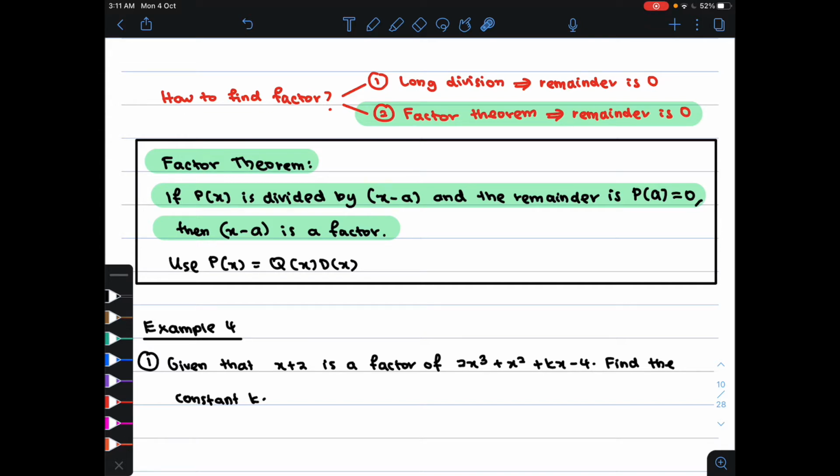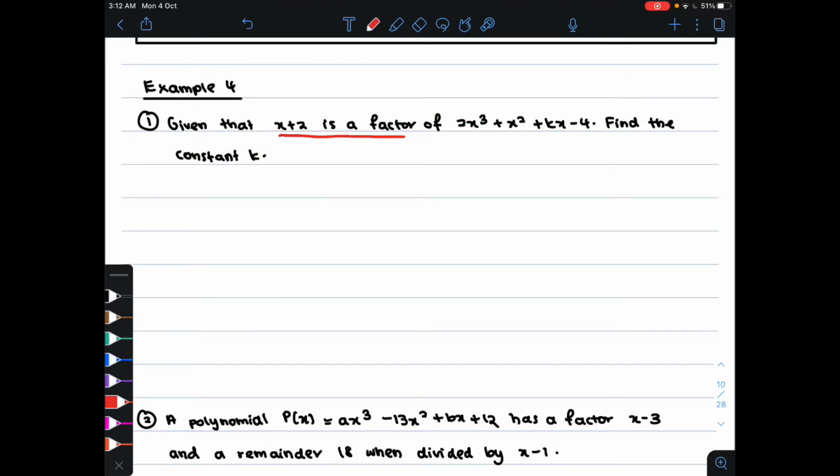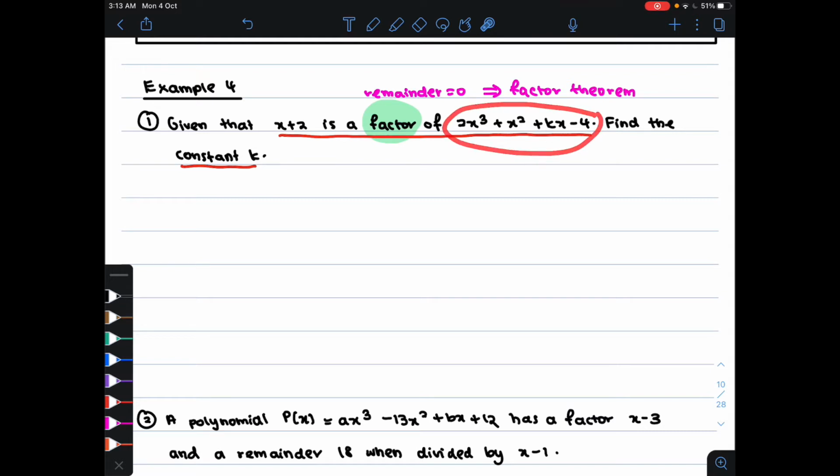So let's look at example 4, question 1. Given that x plus 2 is a factor of this polynomial, hence we need to find the constant k. So recall, factor means that your remainder should equal to 0. Hence, we can use the factor theorem in order to find the constant k. But first thing first, if you're not given p(x), you need to let p(x). So this is our polynomial, which is p(x).